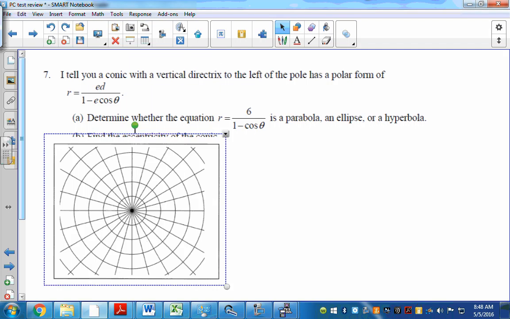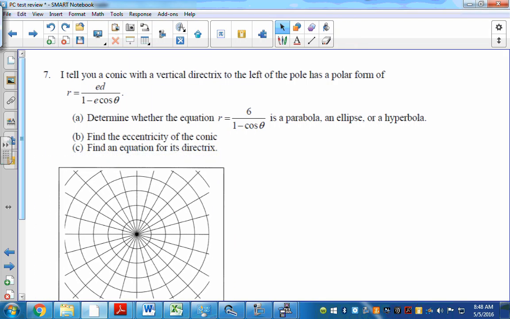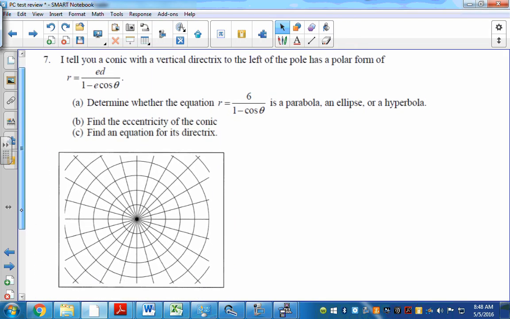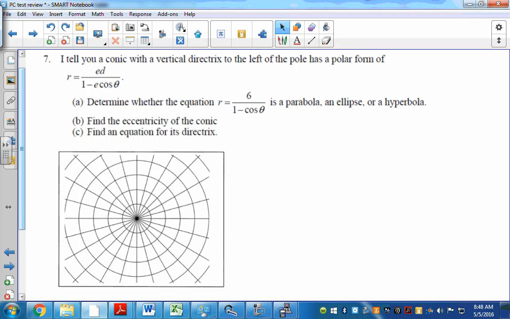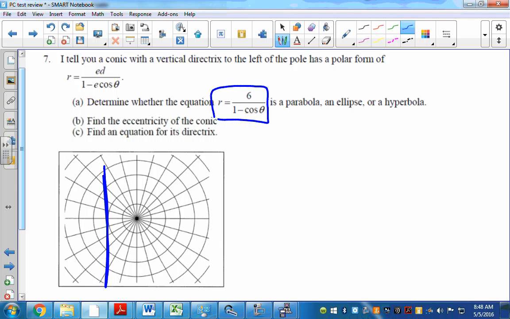Okay, so here's my polar grid. It tells us we have a vertical directrix to the left of the pole, so it's somewhere over here. And our task is to determine whether this is a parabola, an ellipse, or a hyperbola. And once again, we just sort of made this up with this expression. It's pretty clear that the eccentricity, this number here, has to be 1. Eccentricity 1, this is a parabola. Don't have to do anything beyond that. So eccentricity is equal to 1, sort of a gift.